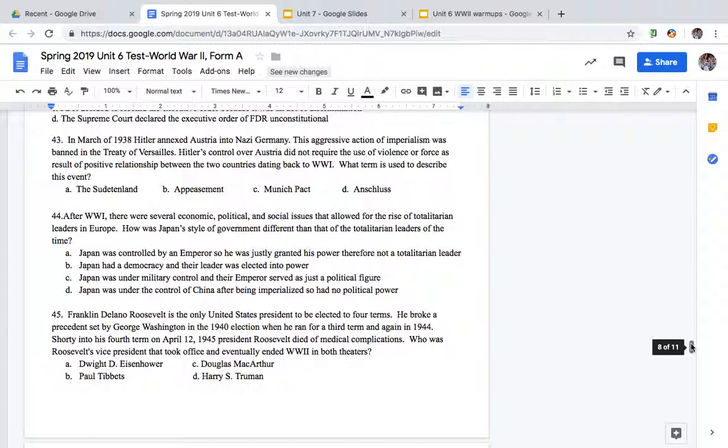Number 45. Franklin Delano Roosevelt is the only United States president to be elected to 4 terms. He broke a precedent set by George Washington in the 1940 election when he ran for a 3rd term, and again in 1944. Shortly into his 4th term, on April 12, 1945, President Roosevelt died of medical complications. Who was Roosevelt's vice president that took office and eventually ended World War II in both theaters? A. Dwight D. Eisenhower, B. Paul Tibbets, C. Douglas MacArthur, D. Harry S. Truman.